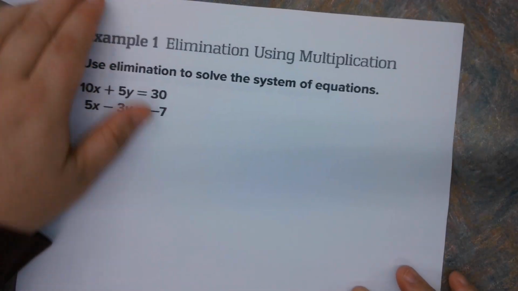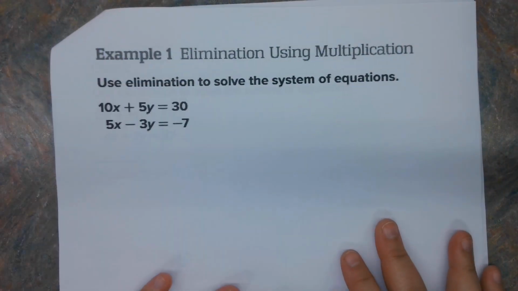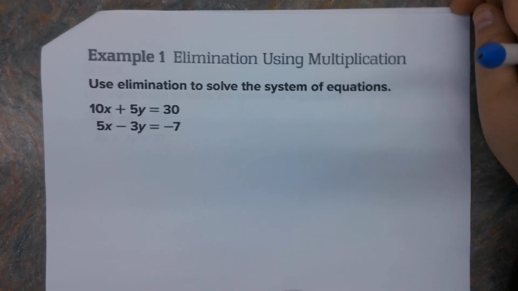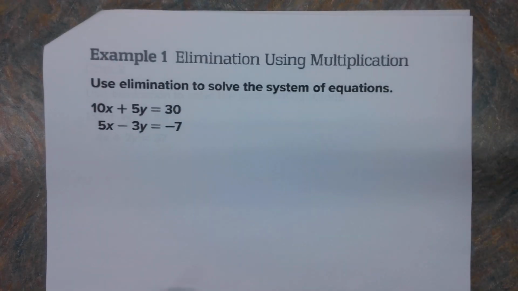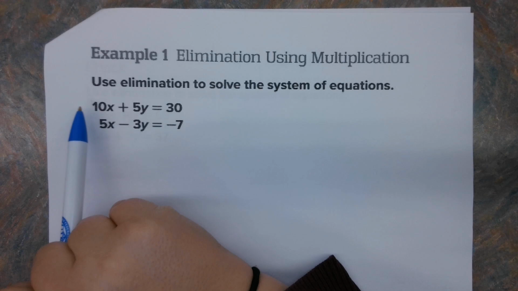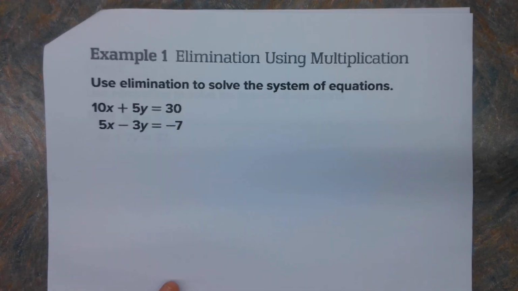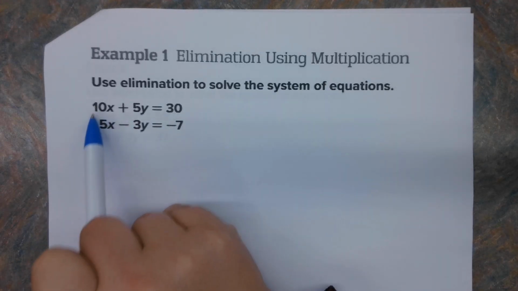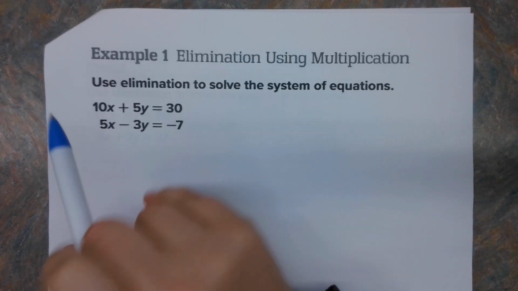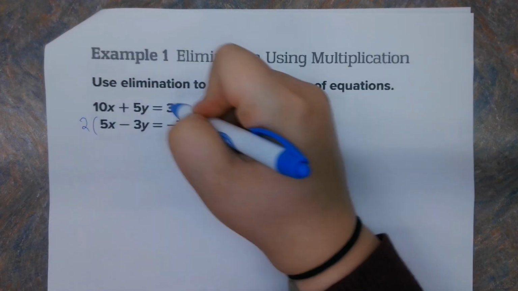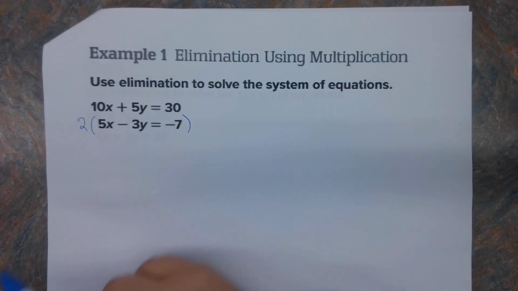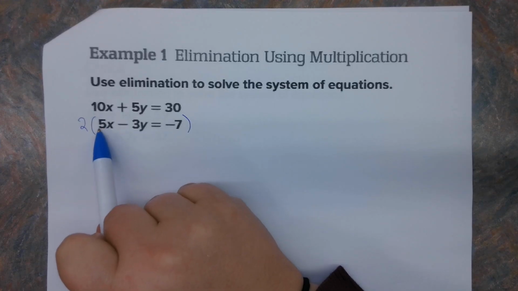I'm going to start with example 1. You have to inspect the problems first. You can't just start doing whatever you want. Let's look at the coefficients for the first term. I've got a 10 and a 5. Can I make one of them match the other? I can make the second one match the first one because 5 times 2 is 10. But remember, you can't just multiply one term, you've got to multiply all of them.